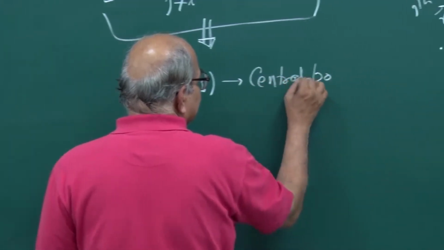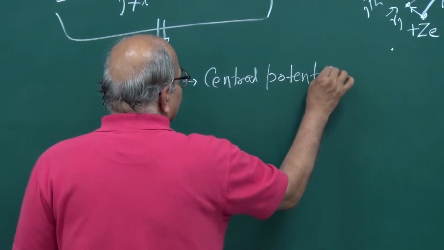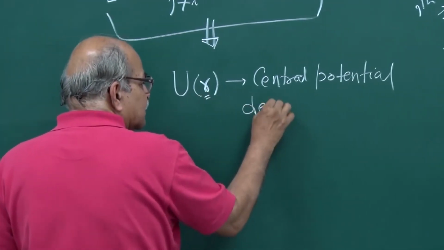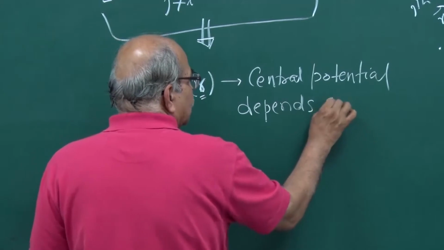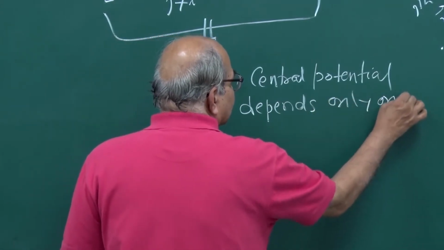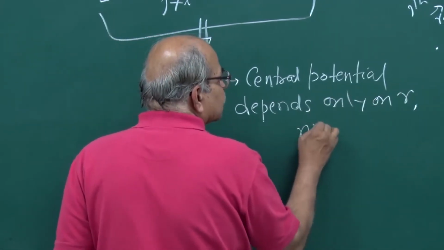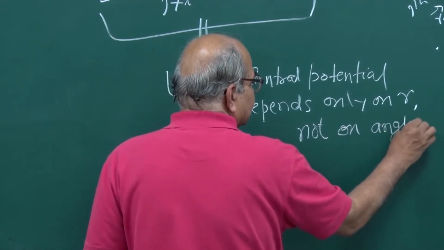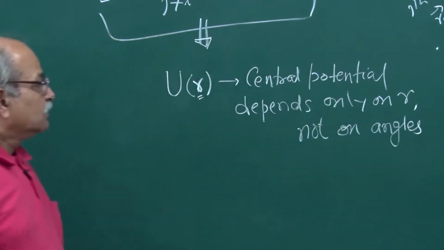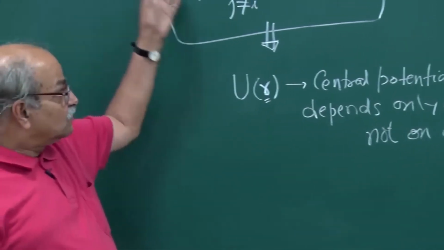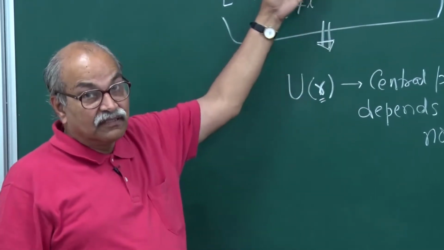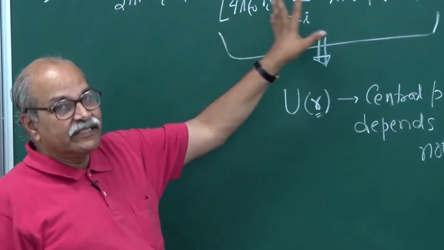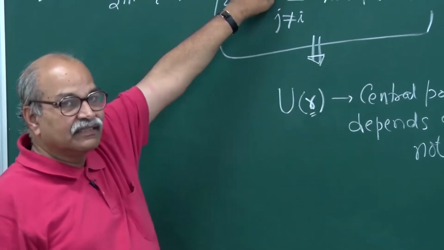What do we mean by central potential? This depends only on the distance R, not on angles. That is known as central potential. So doing the solution of the Schrodinger equation with this kind of a central potential, if it is known, is much easier than dealing with this one.